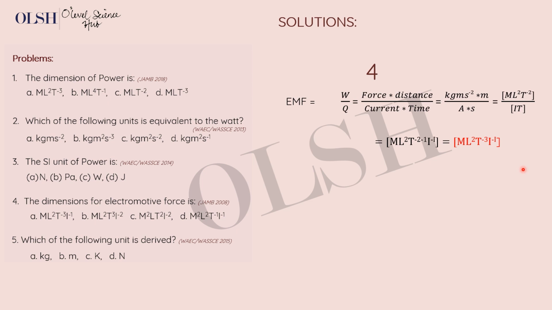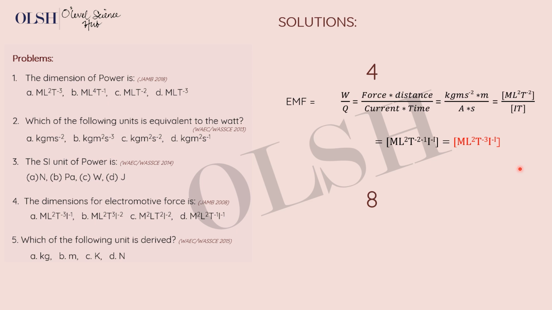Alright, so we move on to the fifth question, which says which of the following units is derived. We have A kilogram, B meters, C Kelvin, D newtons. And we know from our table of SI units and derived units that D is the derived unit, which is newtons. Newtons is derived. Okay, move on to number 6.